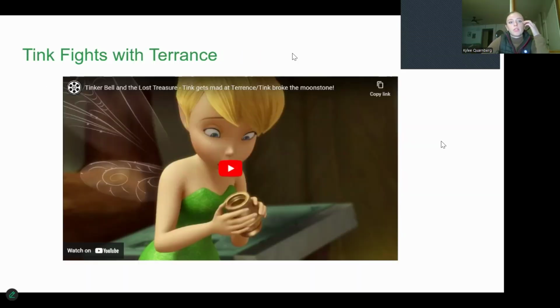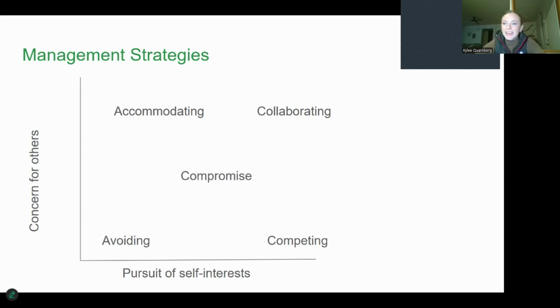When they are working through this, I would say that they're probably in that competing stage. Terrence really wants to be friends with Tinkerbell, and he wants to know what's going on, and Tinkerbell really doesn't want to tell him and is trying to fix all the problems by herself. They're not really accommodating one another. They're not collaborating or compromising with one another. They're just competing, and both of them are really trying to get their best interests first.